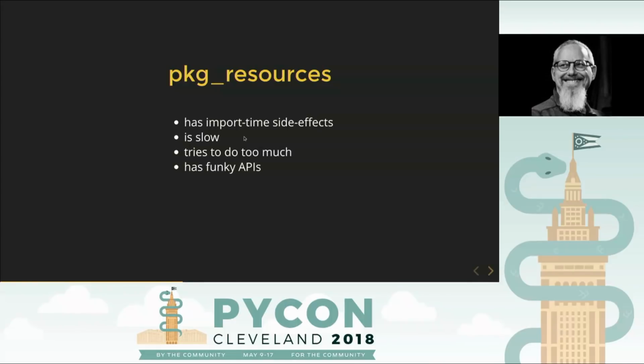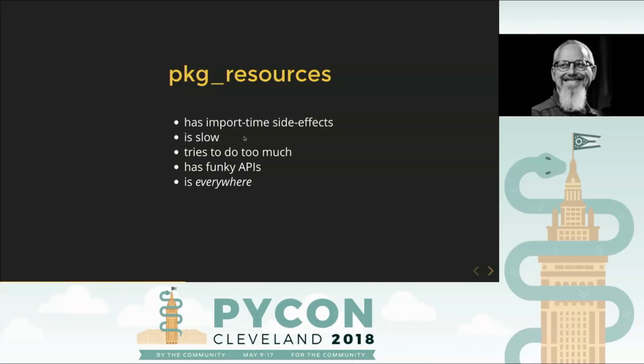As I mentioned, it has some funky APIs, right? Resource string is really resource bytes. It also has this API to guarantee that it will return you a path on the physical file system. So if it's in a zip file, it'll take the contents of that file, stick it in a temporary file, and return you the path to the temporary file. But the problem is package resources predates context managers and with statements, so you really have no idea when, or even if, that temporary file is ever going to get cleaned up. So it's got some weird APIs.